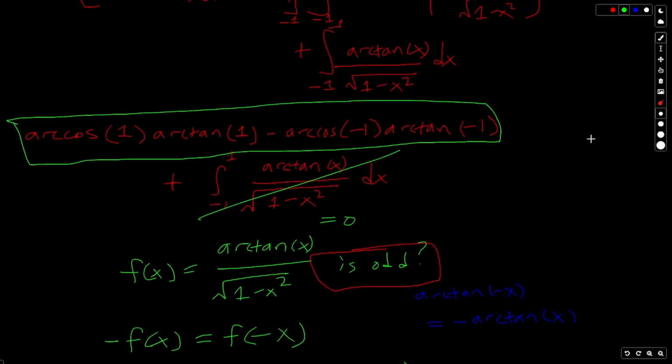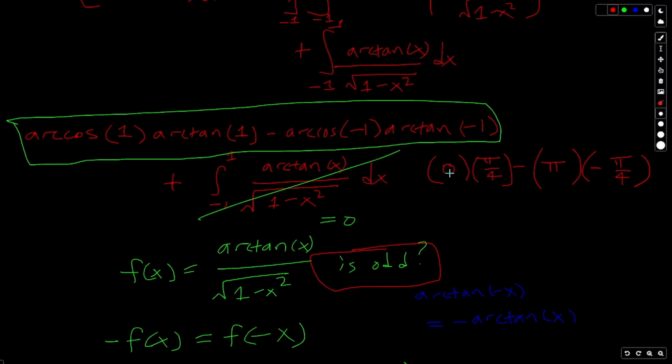Let's evaluate. We have arc cosine of 1. What value of x will make cosine of x equal 1? That's just going to be 0. Arctangent of 1. What value of x makes tangent of x equal to 1? That's going to be pi over 4. Minus arc cosine of negative 1. That's just going to be pi. And arctangent of negative 1. Arctangent of negative 1 is simply going to be negative pi over 4.